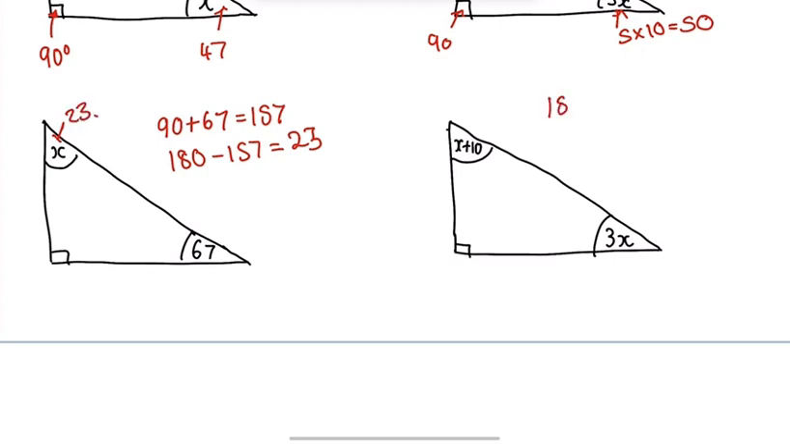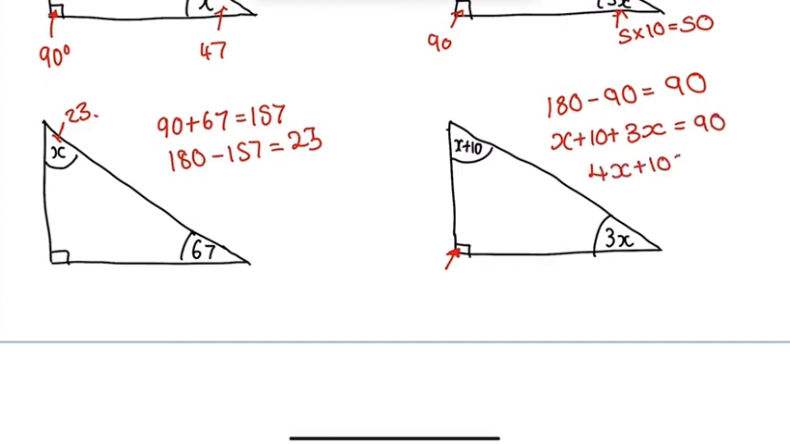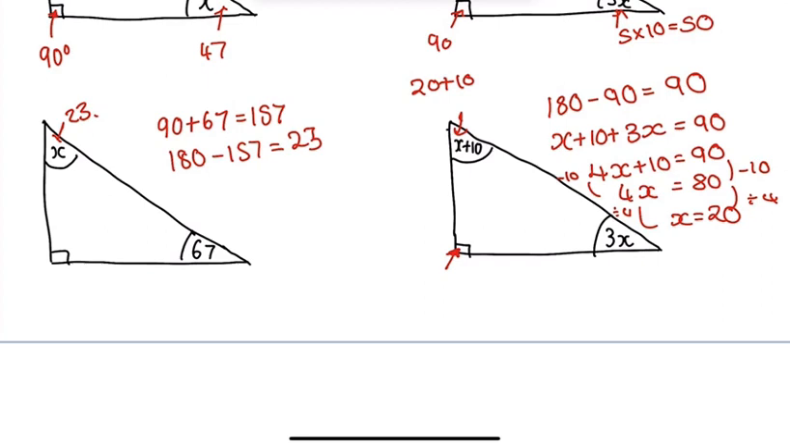Next one, we know the angles in the triangle must add up to 180, and we already know that this angle here is a right angle of 90 degrees. Therefore, what is left over must equal 90 degrees. So I've got 3x plus next, which is 4x plus 10. Now I can go ahead and solve this. So I'm going to take away 10 from both sides, which leaves me 4x equals 80. And then I can divide by 4 to leave me with x equals 20. Therefore, this angle must be 10 more than 20, which is 30. And this one here is 3 lots of that 20, which is 60.